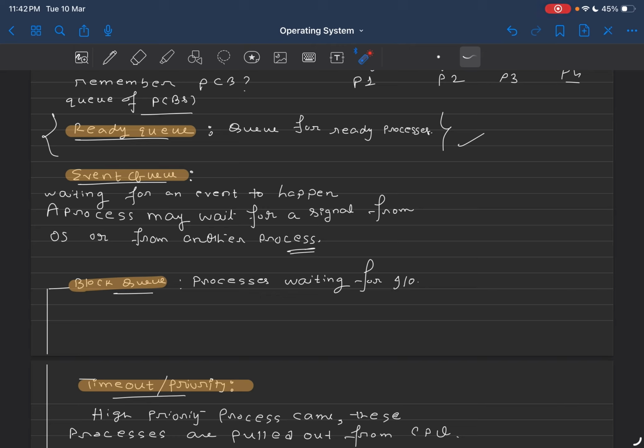So now let's see one more interesting queue, that is the event queue. What is the event queue and which processes do we maintain in this event queue? We maintain those processes which are waiting for some event to happen. So what do I mean by waiting for an event to happen? One process may wait for a signal from the operating system or from another process.